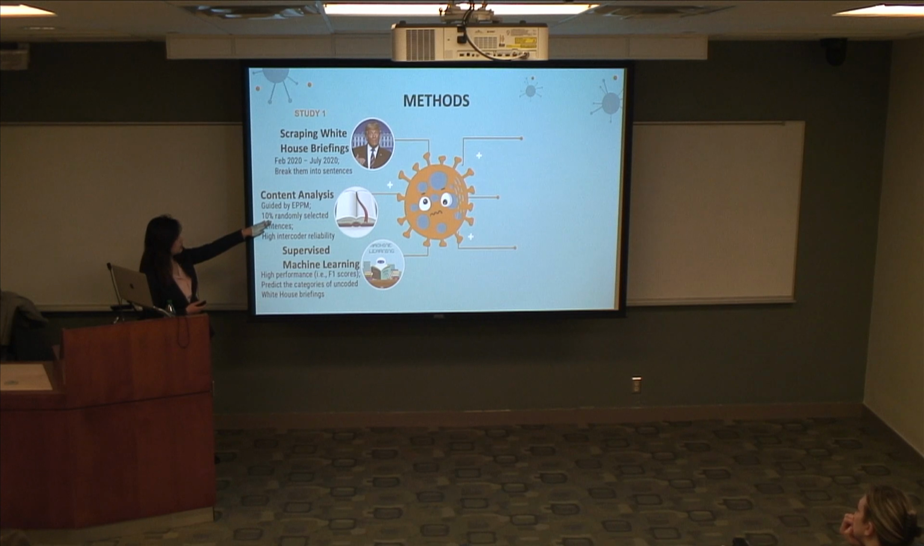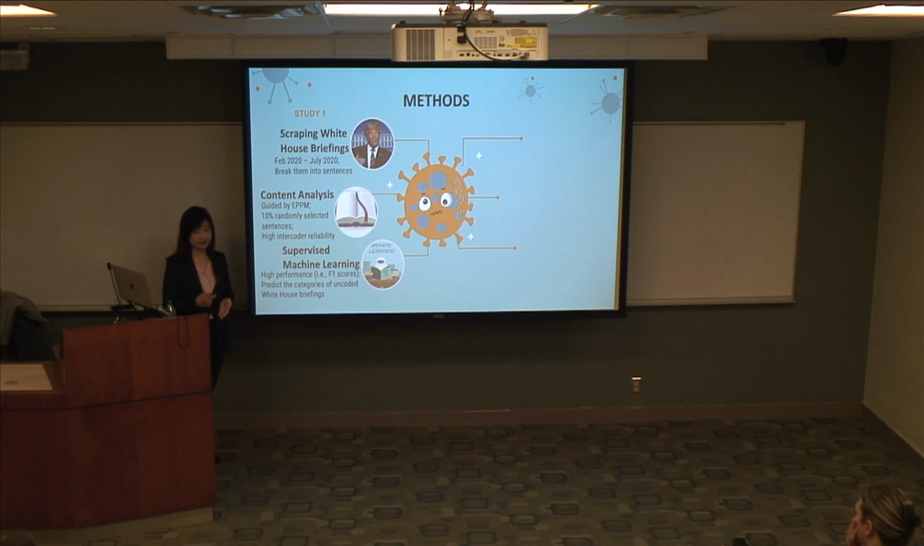The next step, we used supervised machine learning models. The coded sentences from the second step serve as a training data set for the supervised machine learning models. And then the well-trained, high-performing supervised machine learning models were used to predict the categories of the uncoded sentences of the White House briefings. So that's about the first study.